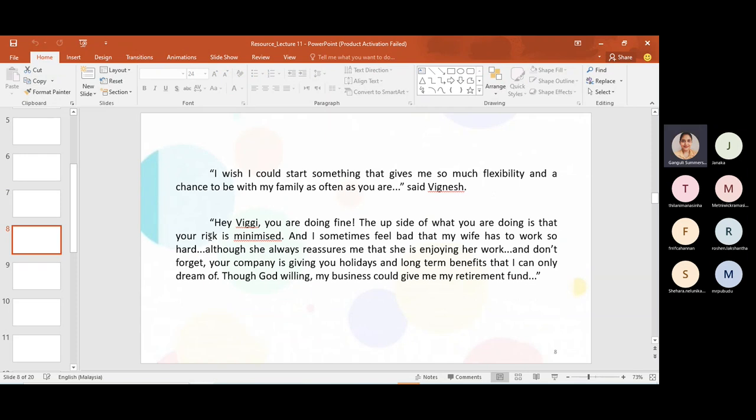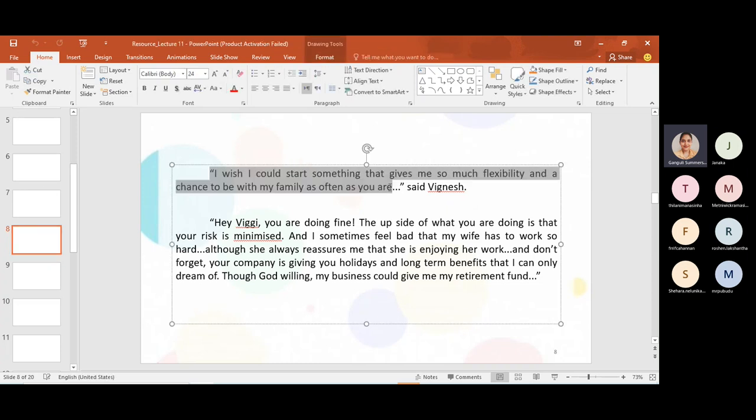So when Karim says all these details to Vignesh, after listening to everything Karim said, Vignesh says this: I wish I could start something that gives me so much flexibility and a chance to be with my family as often as you are. Vignesh is someone who is working in a company under an employer.